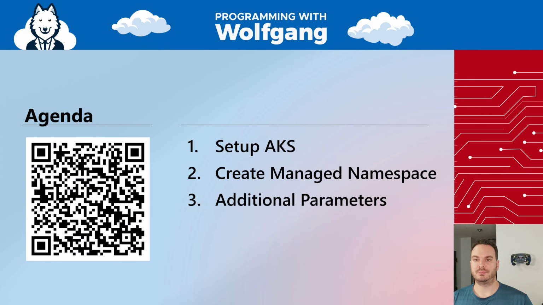So the plan for today is, first I'm going to go through all the steps necessary. This means we're going to set up a new AKS cluster, then we create a managed namespace, then we're giving a demo user permissions to access this namespace, and we're going to test everything. After the demo, I'm also going to show you a couple more additional parameters that will allow you to manage, for example, the ingress and egress of your namespace.